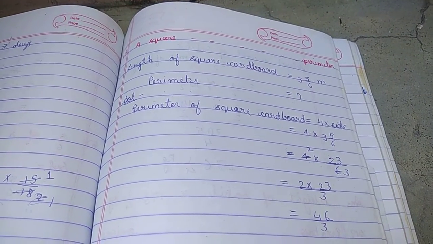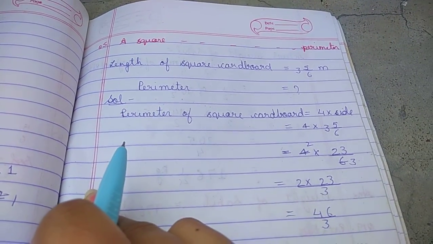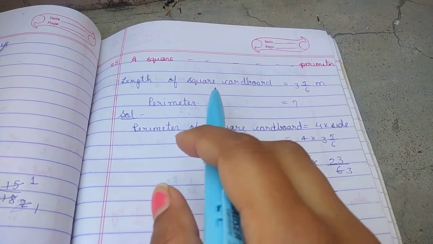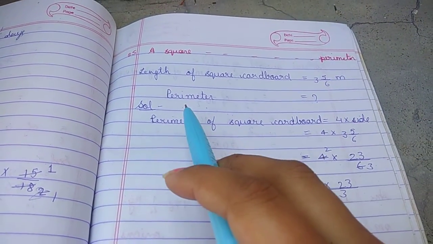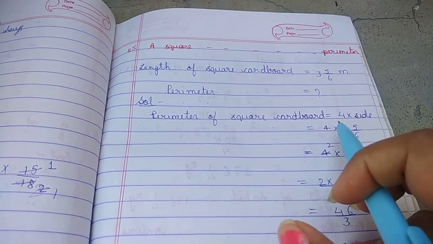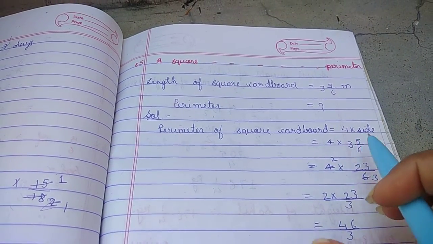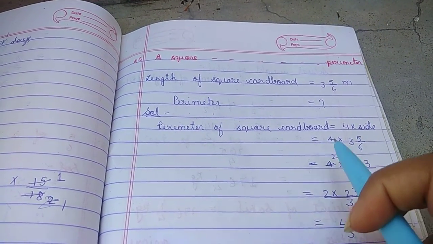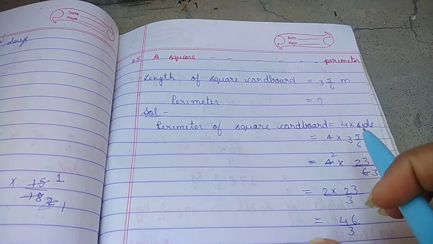Now your next question is your story problem. The story problem says that there is a square cardboard, and the length of each side of the square cardboard is 3 whole 5 upon 6 meter. You have to find the perimeter of the square cardboard. So the formula for perimeter of a square is 4 multiplied by the side. What is the side? 3 whole 5 upon 6. So just put 3 whole 5 upon 6 in place of side. So the equation would be 4 multiplied by 3 whole 5 upon 6.